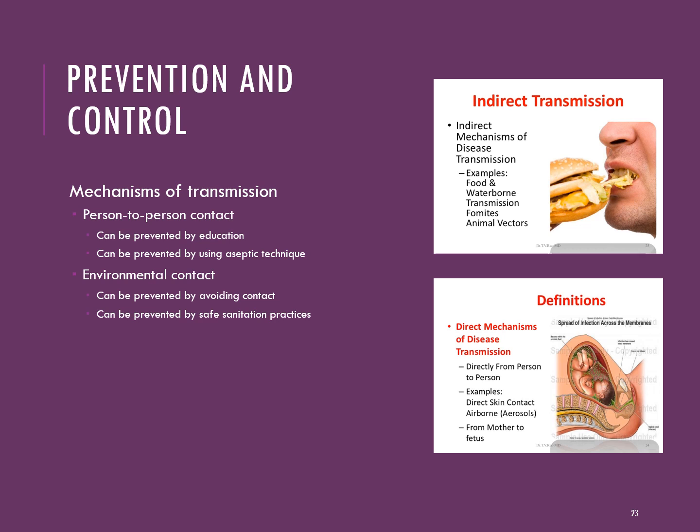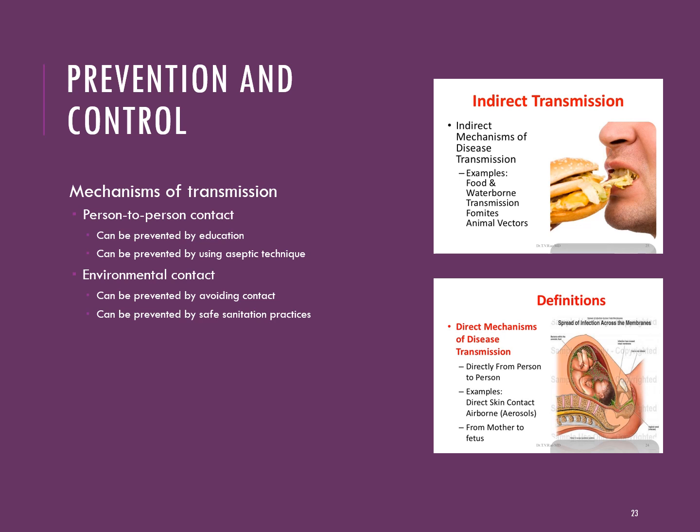So now let's talk about prevention and control. There's a couple of mechanisms of transmission that we're going to talk about. The first one is person-to-person contact. Person-to-person contact is one person touching another person. That's why right now, with this coronavirus pandemic, we're practicing social distancing.